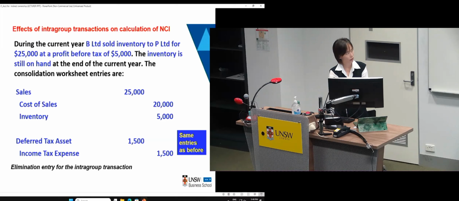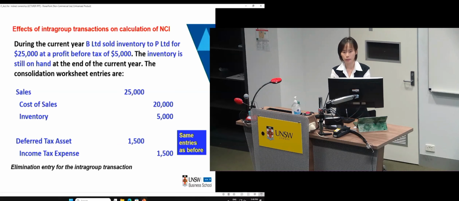Now step three, the balancing figure. Let's adjust cost of sales. So you can see debit sales, credit cost of sales, and the unrealized profit of 5,000 is now eliminated. No profit, no tax, right? So profit is reduced, therefore income tax expense of the group should also decrease. 5,000 multiplied by the 30% tax rate, so income tax is reduced by 1,500. And on the debit side, we recognize DTA.